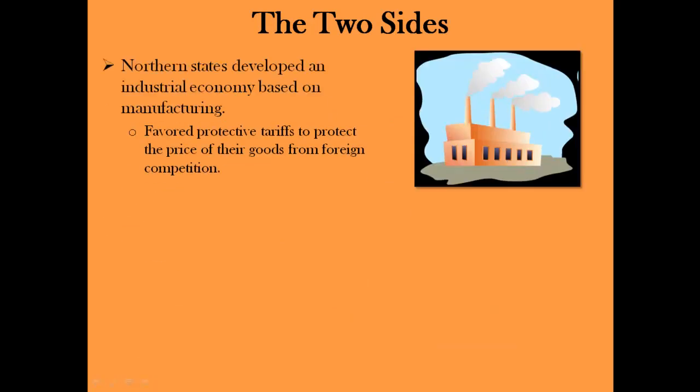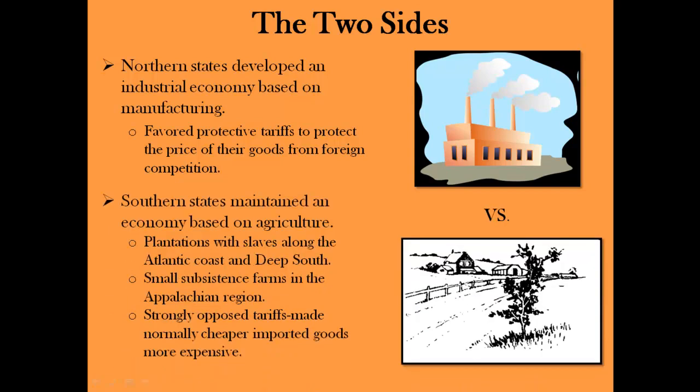If we look at America during the Antebellum Era, it is a country with two different sides. A North with an industrial economy where manufacturing and commerce was king, an area that favored protective tariffs as they made more people buy the goods that their factories produce. And a South where agriculture was the focus, whether it was plantations along the coast or small subsistence farms in the West, an area that opposed tariffs as they made normally cheaper foreign goods more expensive.